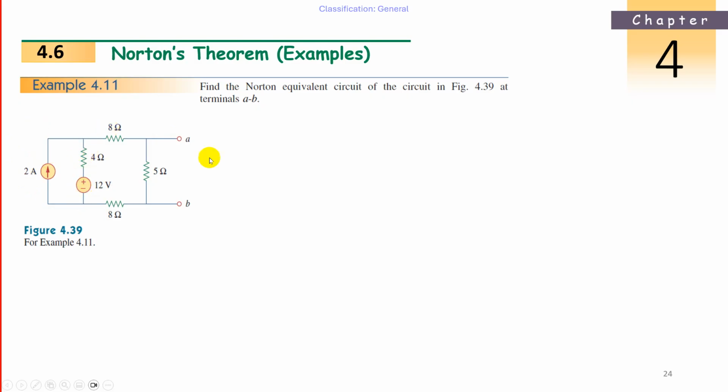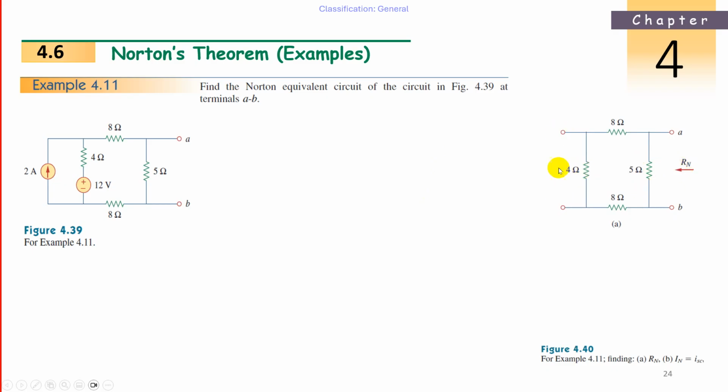Then looking back from terminals A and B, the 8 ohms, 4 ohms, and 8 ohms will be in series. So 8 plus 8 is 16, plus 4 is 20 ohms, which is the equivalent of these three in series when we short circuit the voltage source and open circuit the current source. Then 20 ohms and 5 ohms will be in parallel, and that will be the resultant R Norton. So 20 into 5 divided by 25, that is 4 ohms. So 4 ohms will be your Norton's resistance.